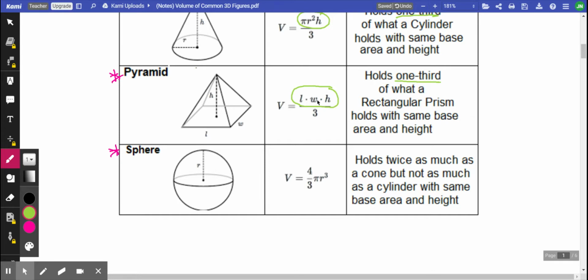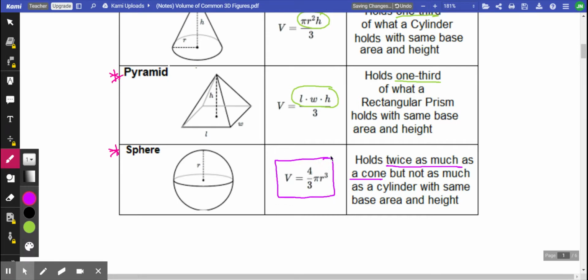area, base, and height. So the last one is a sphere. This one's the one that's unique. I really can't give you a relationship between a sphere. The only thing that I can say is that it holds twice as much as a cone, but not as much as a cylinder, with the same base, area, and height. And the formula for that is 4/3 pi r cubed.